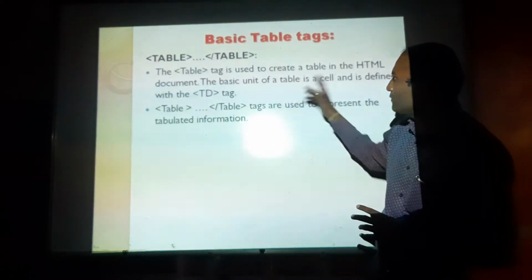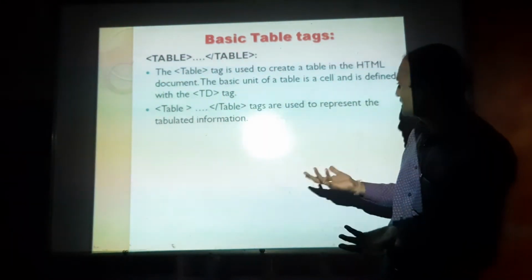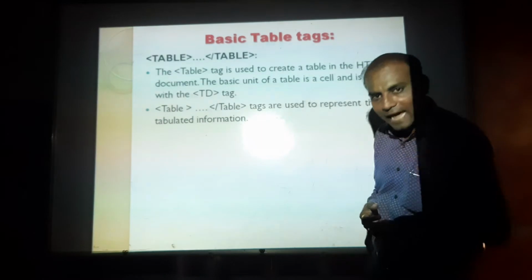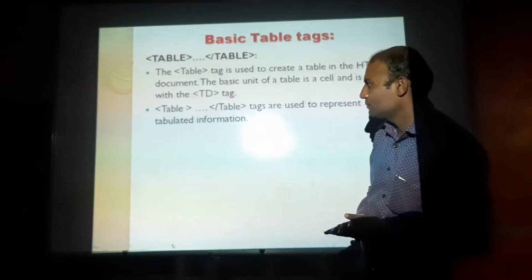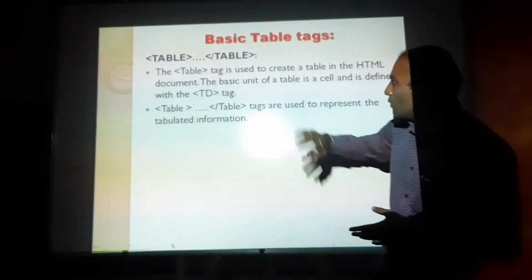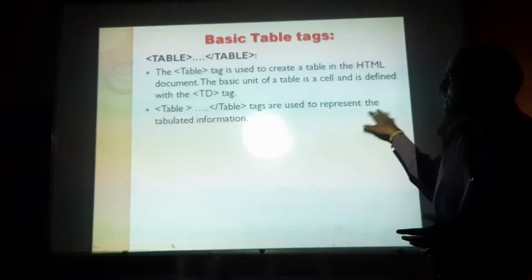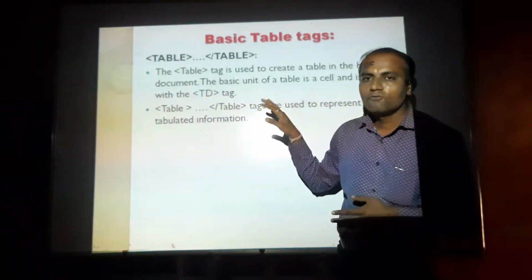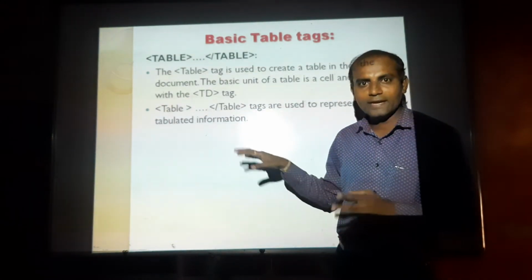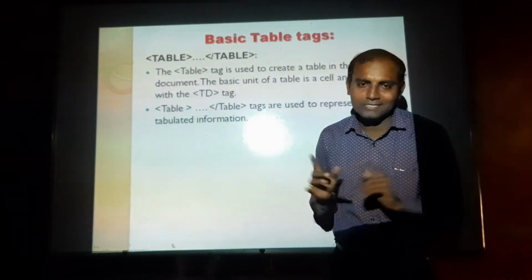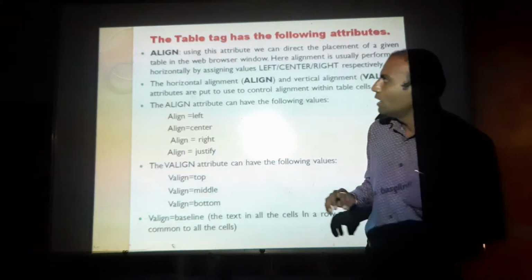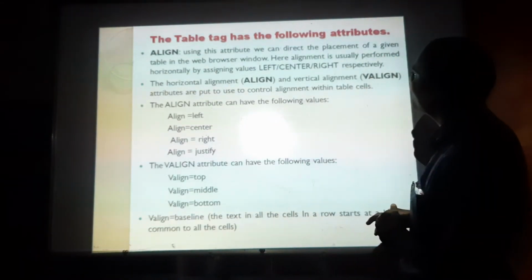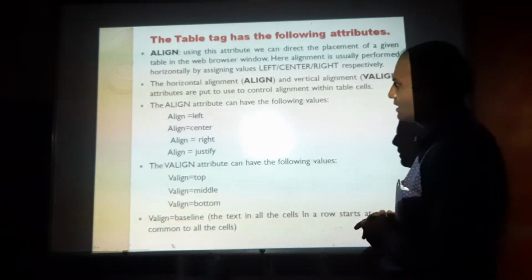The basic unit of the table is the cell, and that cell we can create with the help of the TD tag. Now table tags are used to represent the tabular format or tabulated information, which is called a table. The table tag has the following attributes.